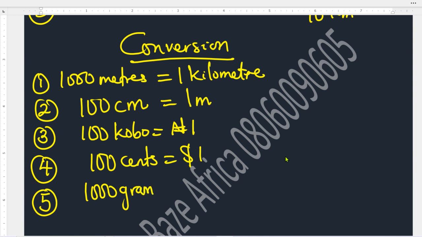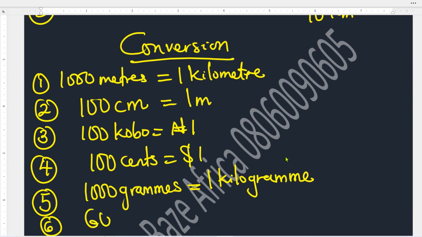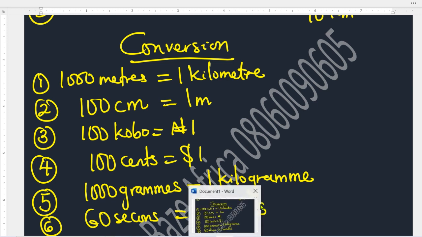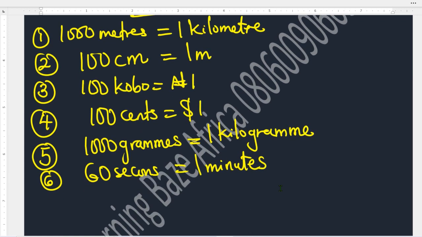1,000 grams is equal to 1 kilogram. We also have 60 seconds is equal to 1 minute. These are the basic conversions we see every day, okay?